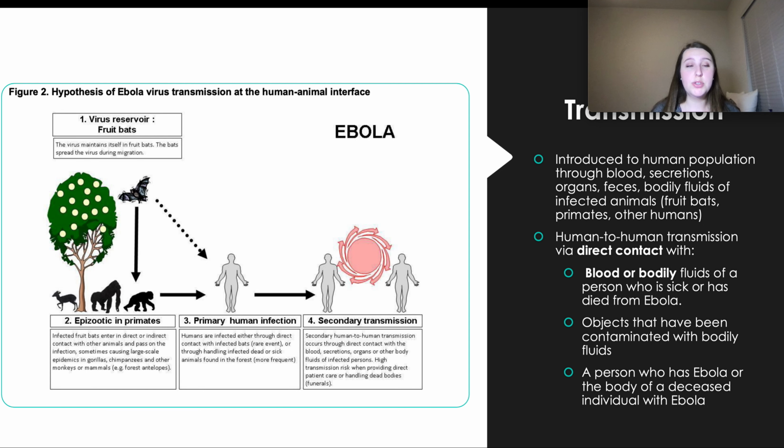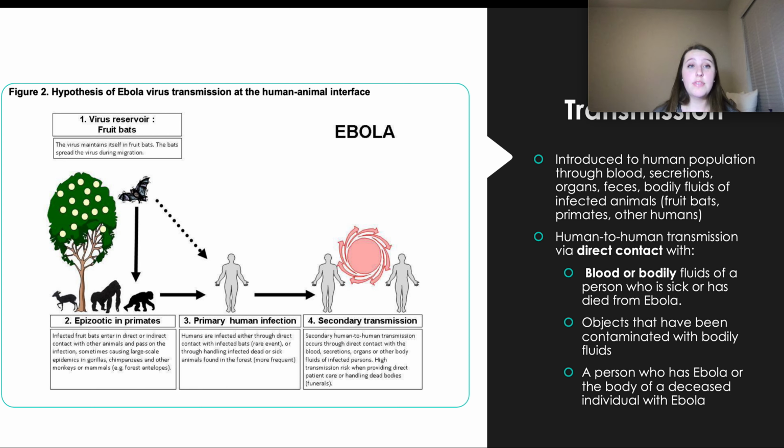So what this diagram is showing is a hypothesis of the Ebola virus transmission from animals to humans, and it is still not 100% known what the direct virus reservoir is, but right now it is currently assumed to be fruit bats. And the virus is introduced to the human population through blood, secretions, organs, feces, bodily fluids of the infected animals, such as fruit bats and other primates.